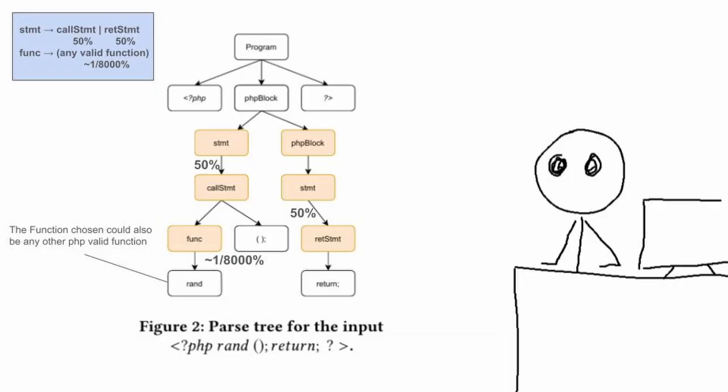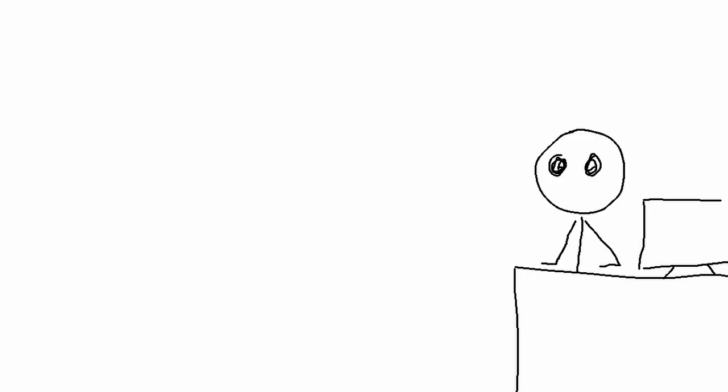This just further highlights the bias, because before you can even roll the 1 in 8,000 chance, you have to hit the 50% chance that the statement turns into a call statement instead of a return statement. Anyways, it's pretty clear that Nautilus's implementation of the parse tree clearly has some issues when it comes to bias and mutation coverage. Now let's look at the PHP example for the automaton.